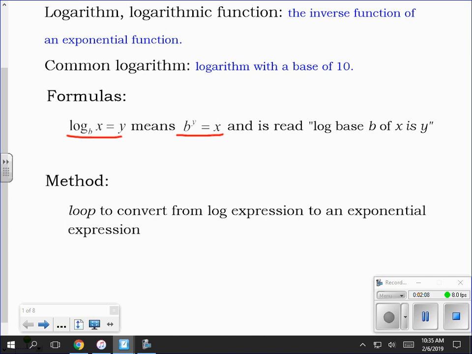What we're going to be doing today is a lot of problems using the loop method, although we're not going to call it the loop method right off the bat. Basically taking logarithms and rewriting them as exponentials to be able to solve them. Okay, that's what we're going to do. We're going to take a logarithm, rewrite it as an exponential problem, and then solve them.